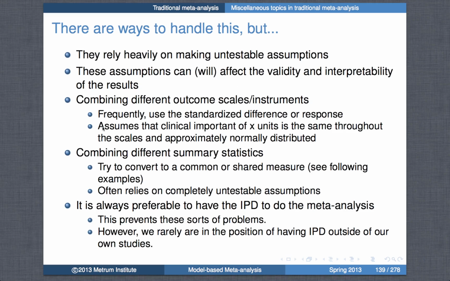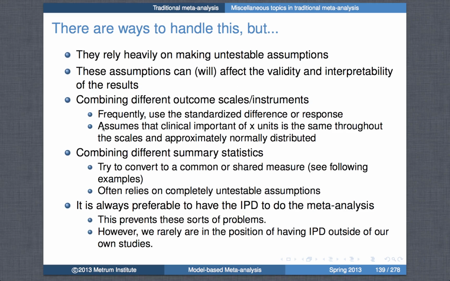And the assumption there is that one standard error unit on the ADAS-Cog scale is equivalent to one standard error unit on the MMSE scale. And depending on the scale and where you are in those scales, that may or may not be a reasonably good assumption. But that's typically the way that's handled. Some way of translating, and typically it's through that standardized difference.